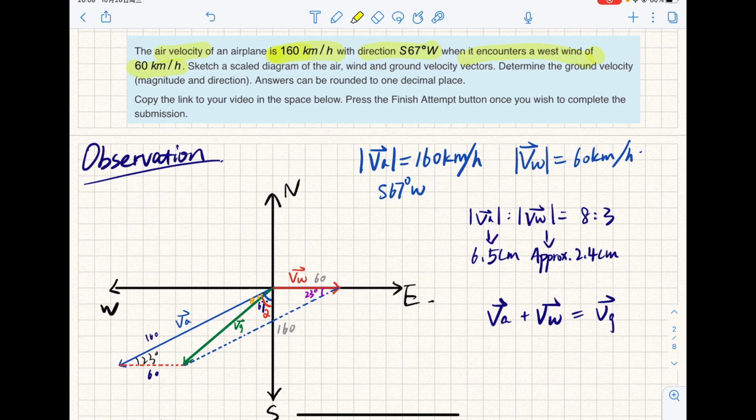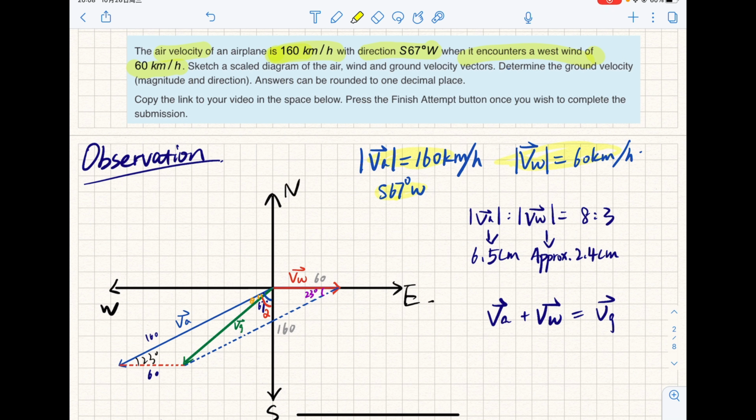Before we do the observation, we first have to look through the whole question and get the information. After I read the question, I know that the air velocity of the plane is 160 kilometers per hour. So I use vector VA to represent the air velocity, and its magnitude should be 160, with the direction south 67 degrees west. And there is a west wind of 60 kilometers per hour. So I use vector VW to represent the wind velocity, and its magnitude should be 60 kilometers per hour.